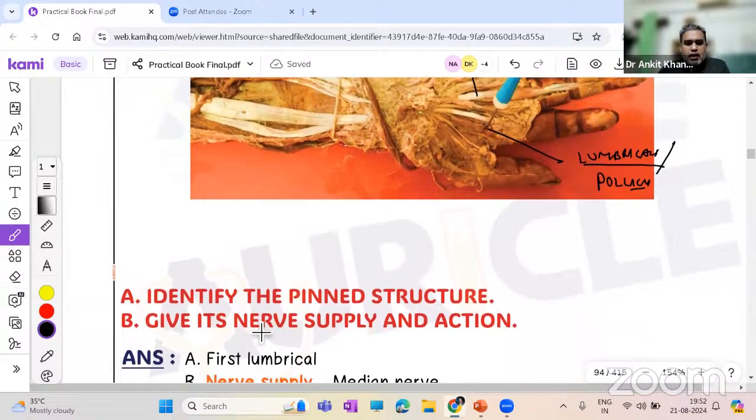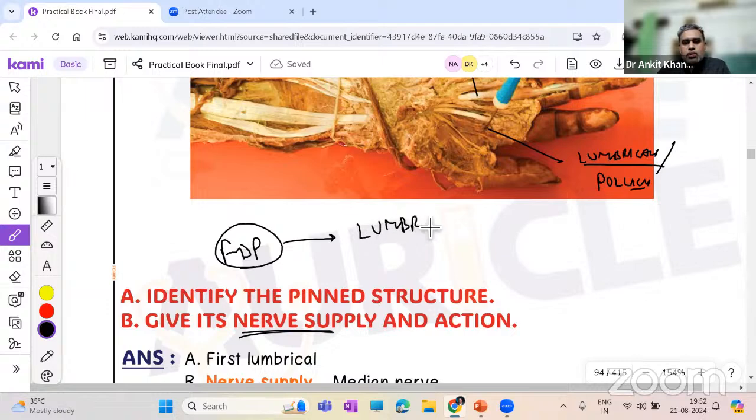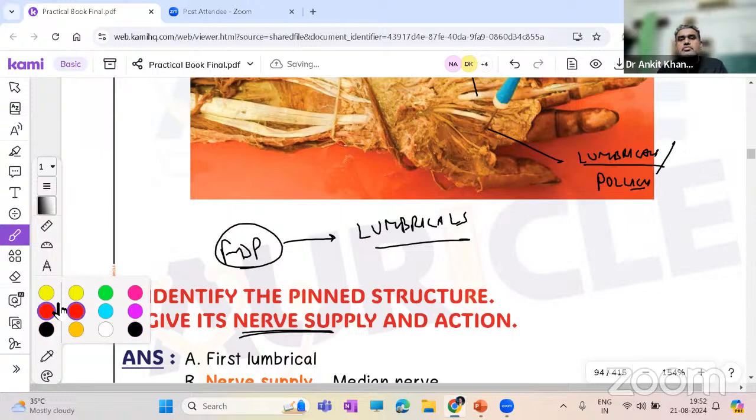Now, the nerve supply of the lumbricals is the same as that of the flexor digitorum profundus. Why? Because flexor digitorum profundus gives rise to the lumbricals. So FDP gives rise to lumbricals, so the nerve supply of lumbricals is similar to FDP.